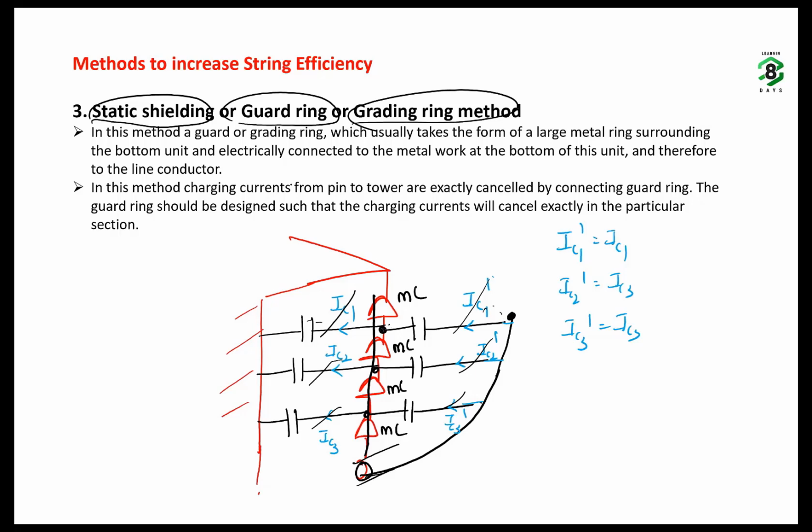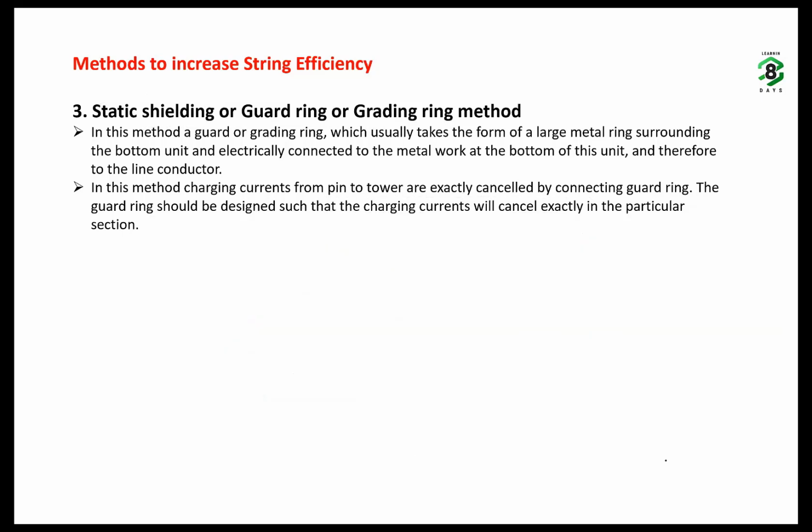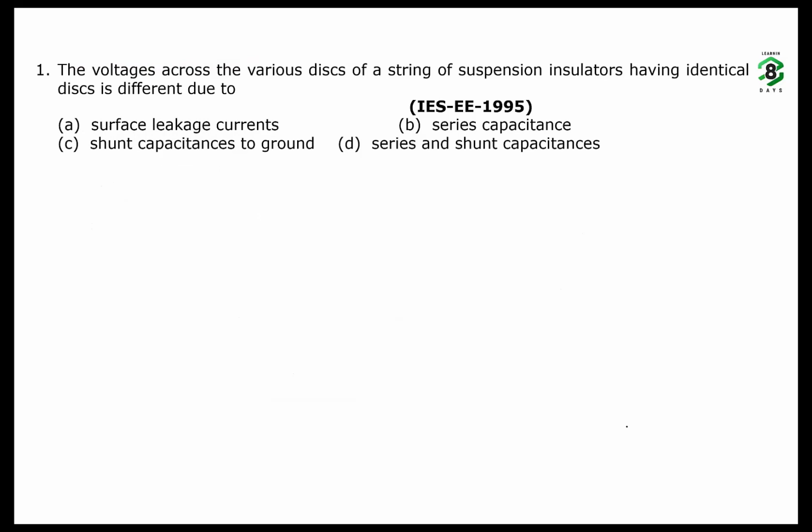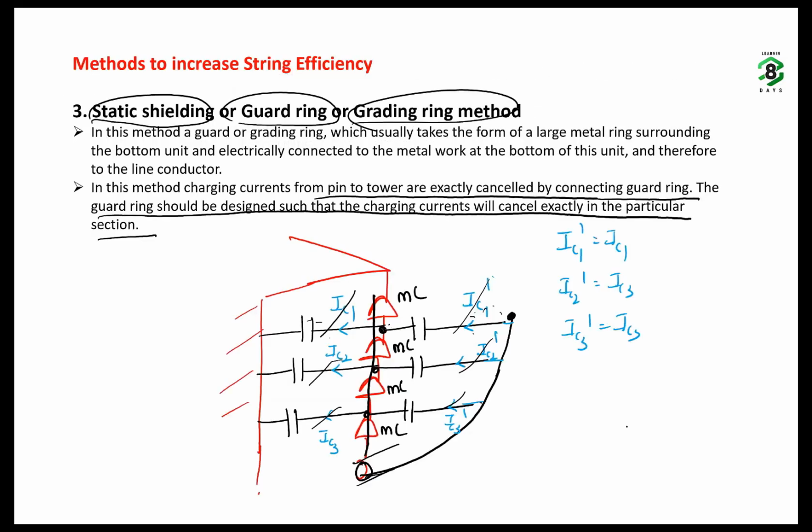In this method, the charging currents from pin to tower are exactly cancelled by the connected guard ring. The guard ring should be designed such that the charging current cancels exactly in a particular section. So if you design the guard ring such that the capacitive leakage currents cancel each other, then you are going to achieve 100% string efficiency. So this is about the insulators.